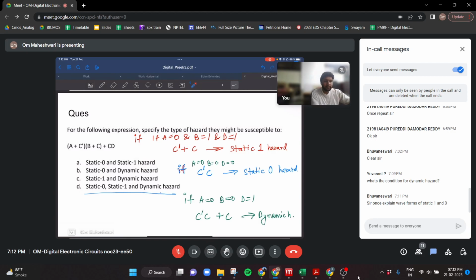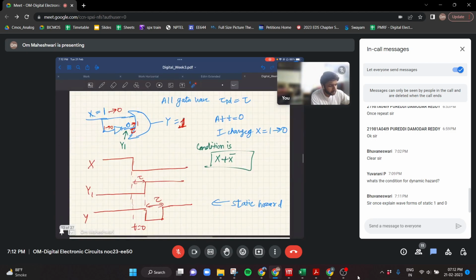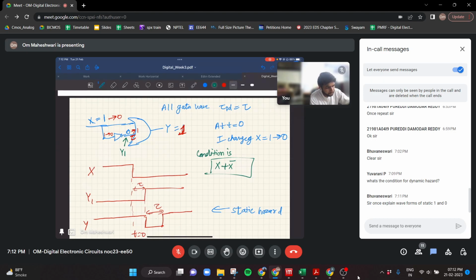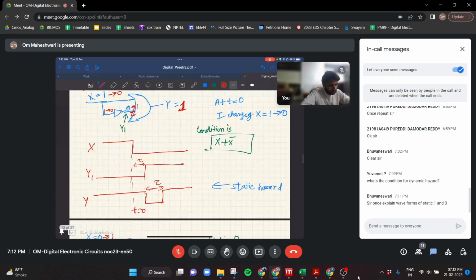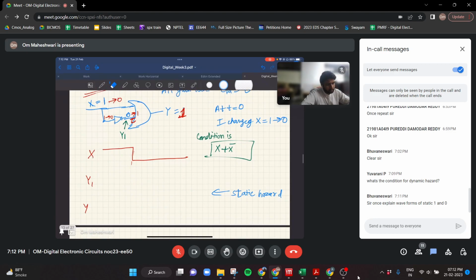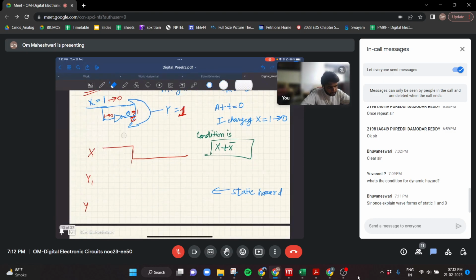Okay, I'll repeat the waveform for static 1 and 0. So this is static 1. So we just have this circuit, right, initially.